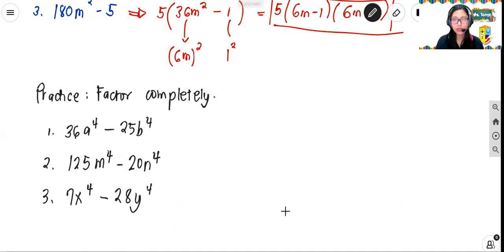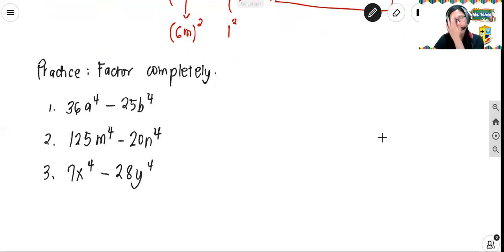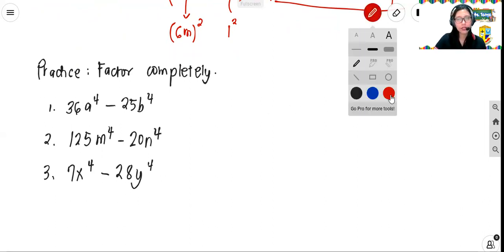Okay, so let's now check if your answers are correct. So I hope that you find the questions challenging or easy as long as you're able to understand the concept of this factor. Okay, so let's answer this one.